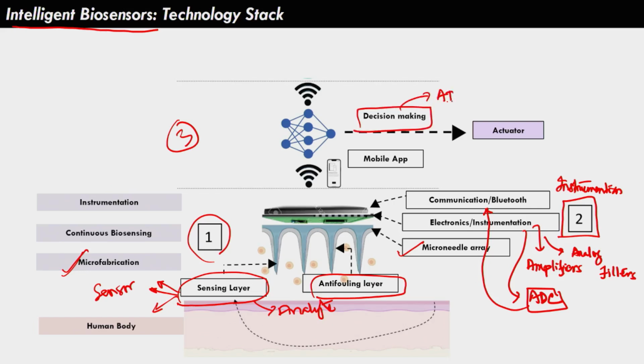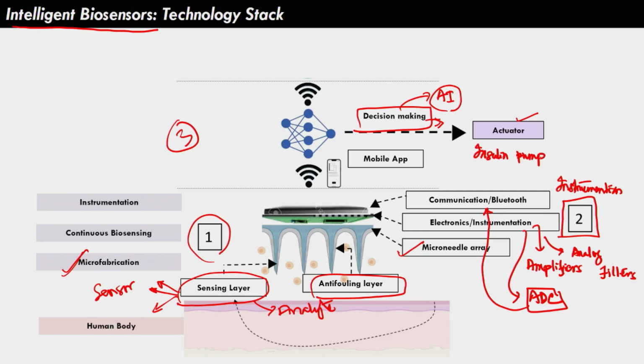There are many different ways to do the decision making. You can use a control based algorithm, or you can also use AI nowadays. And whatever output you require, I'll give you some examples, that decision can be given to an actuator. An actuator is like an insulin pump. So the insulin pump is an actuator.